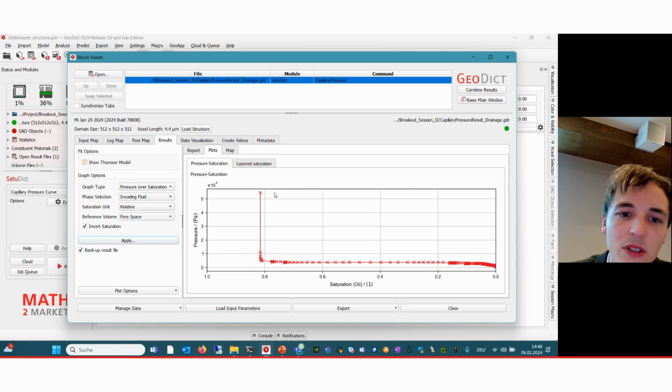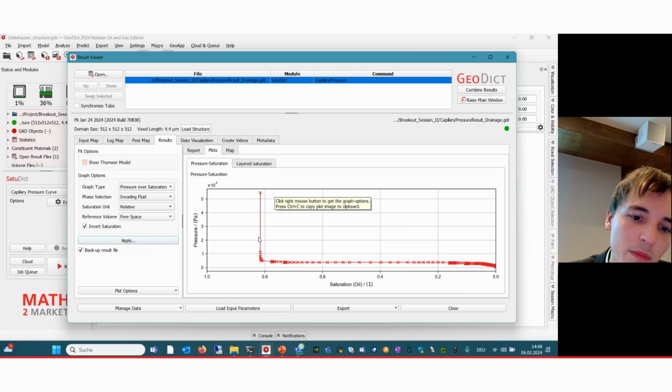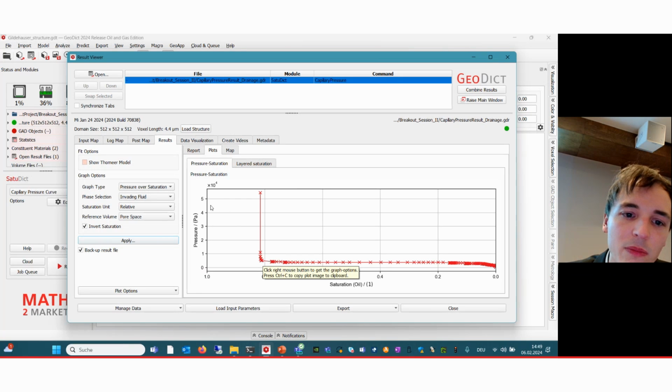I can also display the capillary pressure curve. And as you can see, we have that nice plateau here until it reaches a certain point where it cannot saturate the structure anymore. And the rest on the left-hand side here would then be the irreducible water saturation that prevents the oil from moving also to the narrower pores in the pore space.